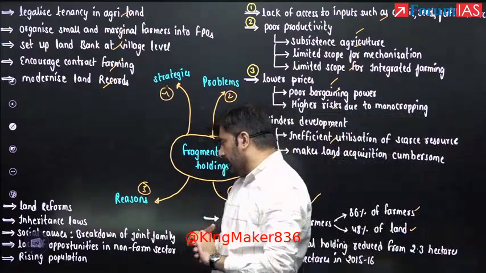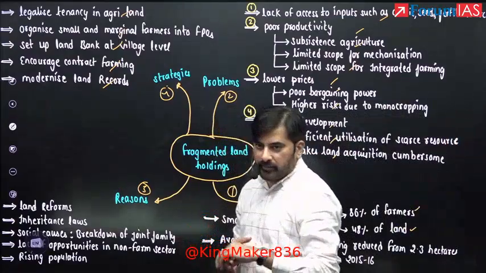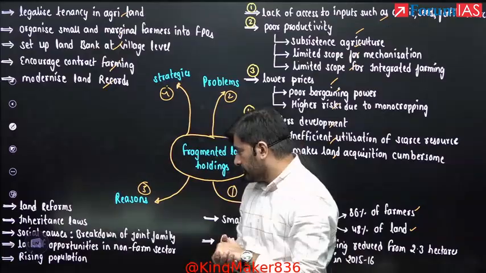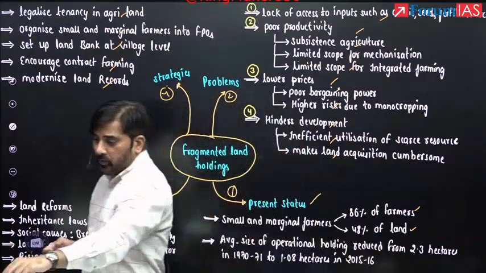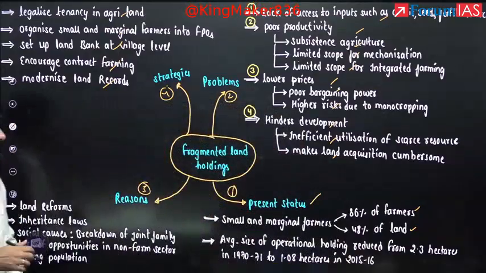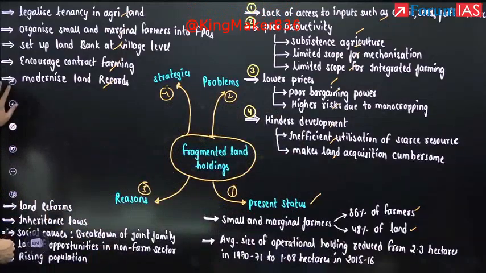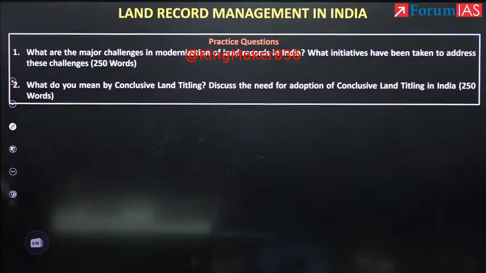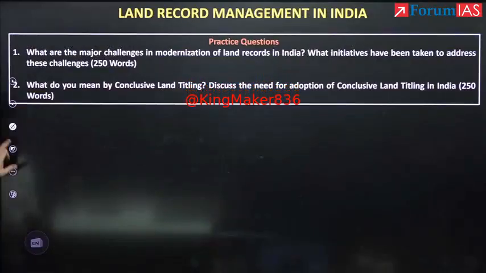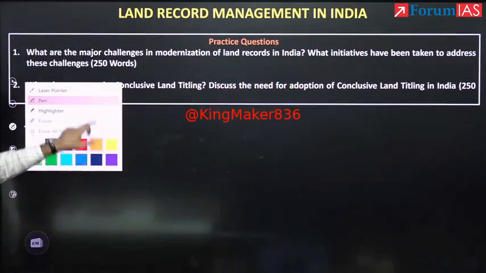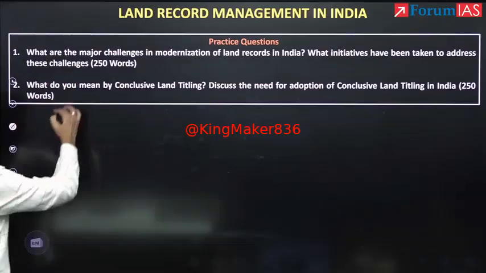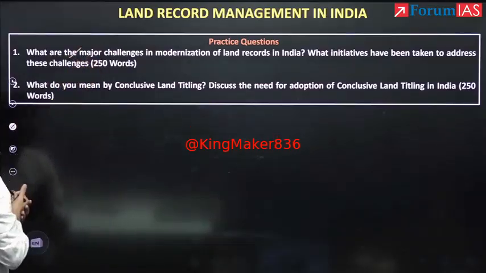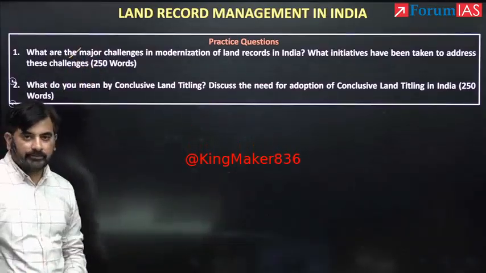Social causes like breakdown of joint family. Okay. Look at these questions with respect to land records. What is the heading that you wrote? Modernization of land records. Okay, under this topic, these are the things that we are going to cover. What are the challenges in modernization of land record?